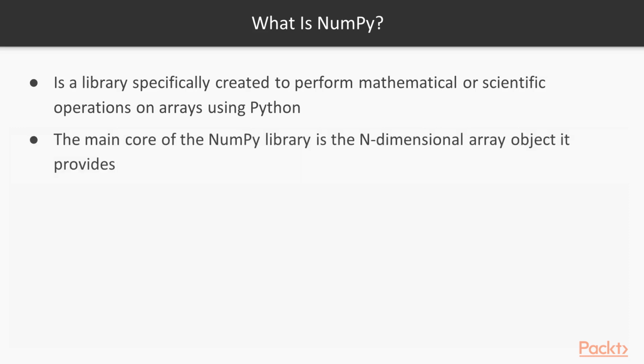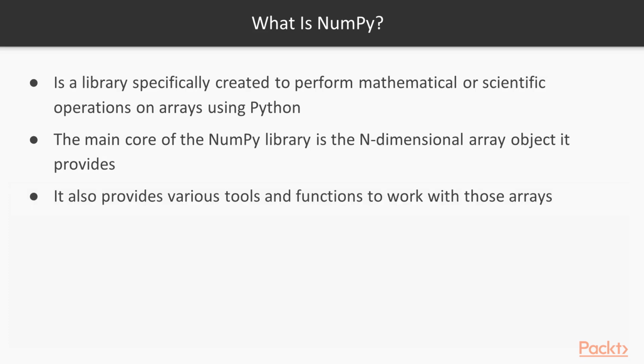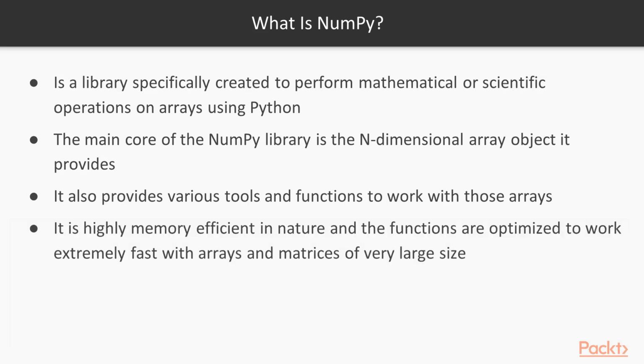The main core of the NumPy array is the n-dimensional array object, known as the ndarray object. NumPy provides various tools and functions to work with those arrays. So basically, the functions and various other operations are optimized to work with the arrays provided by NumPy. We'll discuss this in more detail in the next video. NumPy by default is highly memory efficient in nature, and the functions are optimized to work extremely fast with arrays and matrices of very large size.